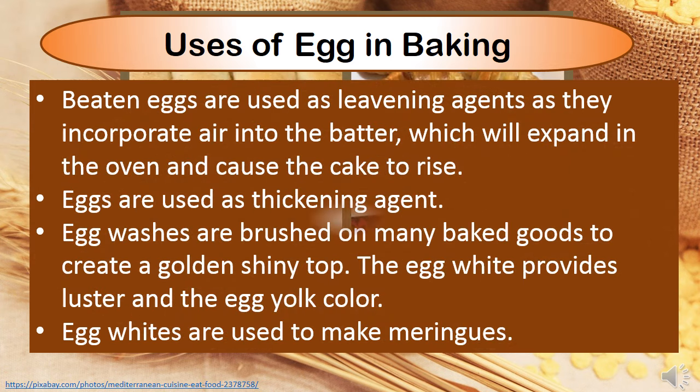Beaten eggs are used as leavening agents as they incorporate air into the batter, which will expand in the oven and cause the cake to rise. Eggs are used as a thickening agent. Egg washes are brushed on many baked goods to create a golden shiny top. The egg white provides luster and the egg yolk color. Egg whites are used to make meringue.